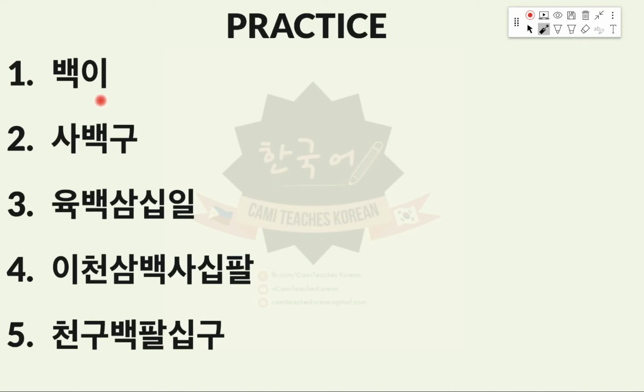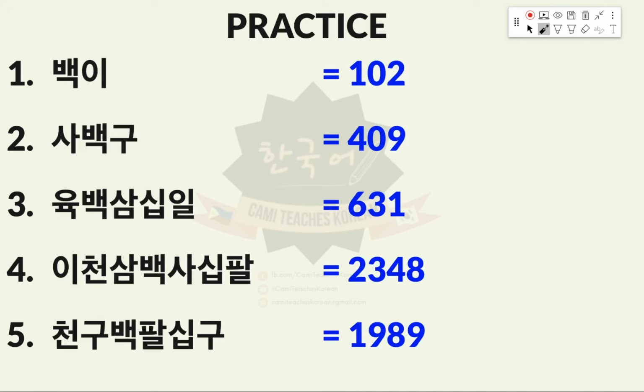Peggy. So, ang Peggy, 102 po siya. 102, Peggy. Number 2, 사백구. So, 사백 is the 400. 구, 9. So, 백, 100. E for the 2.